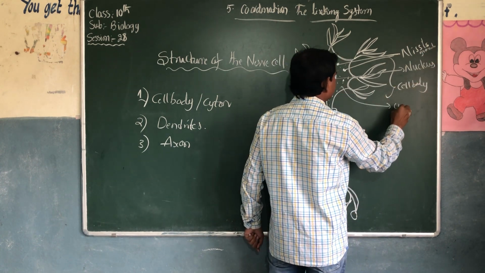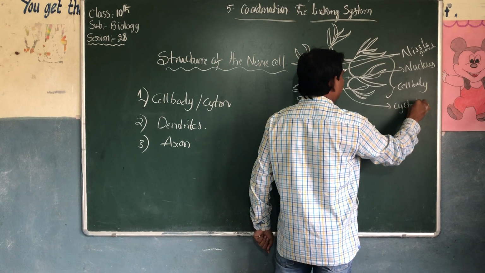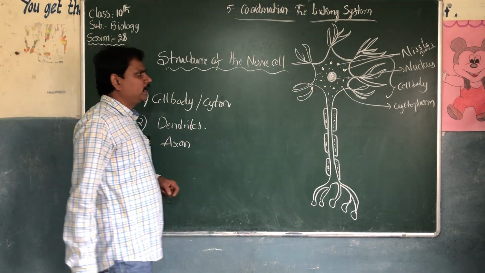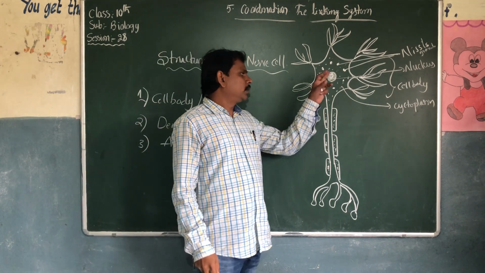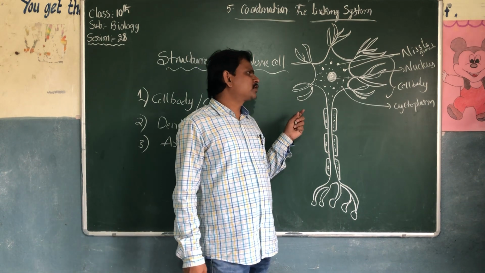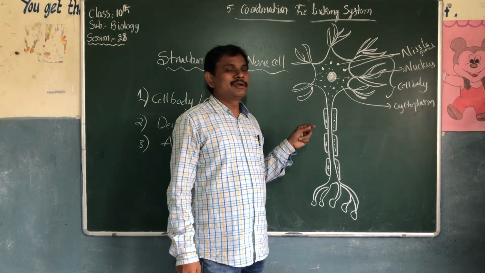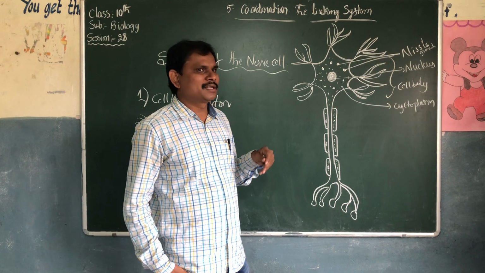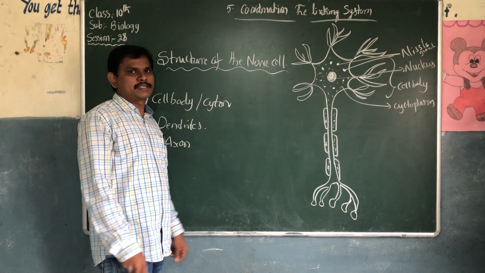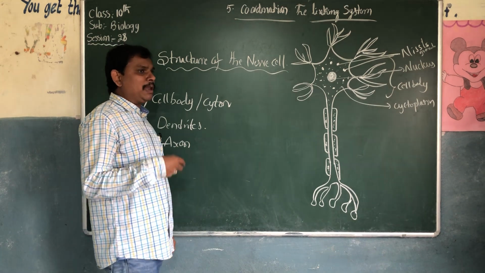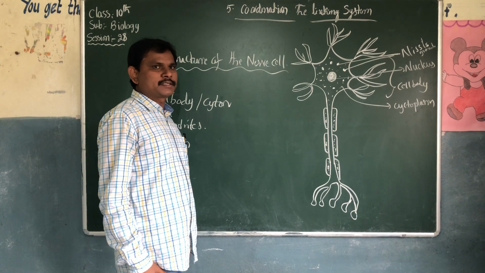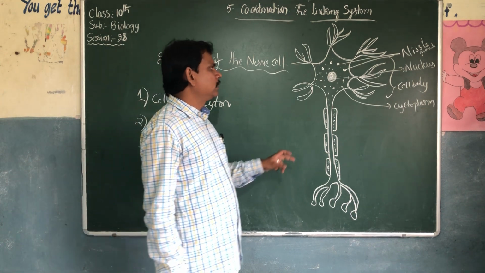Cytoplasm is also present in the cell body. So the cell body consists of cytoplasm. The small granule-like structures there are called Nissl's granules. From the cell body, small projections arise. There are two projections that arise from the cell body.